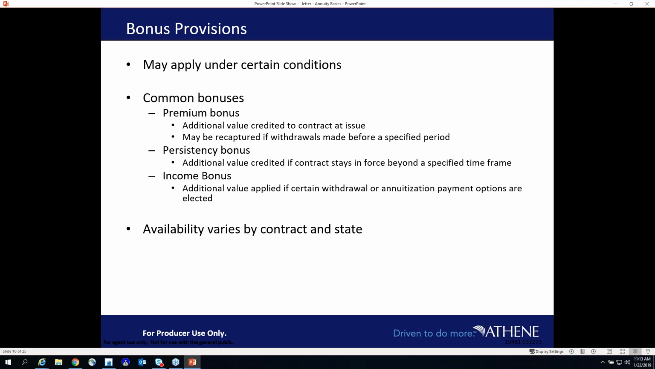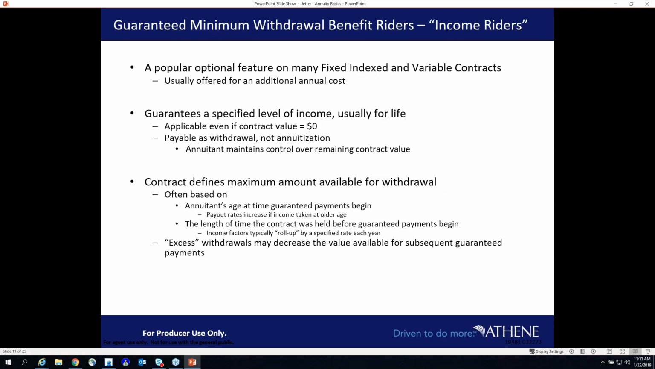And again, you just have to check all the fine points of each contract that you're looking at to find out what's available. It does vary company to company and contract to contract within the same company, of course. So availability varies by contract and state. Make sure you're checking all of those appropriate features in the state you're working in.